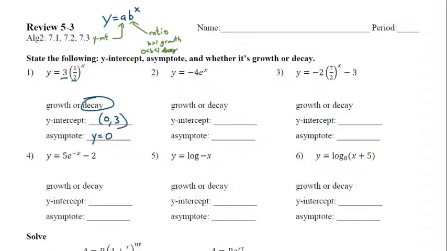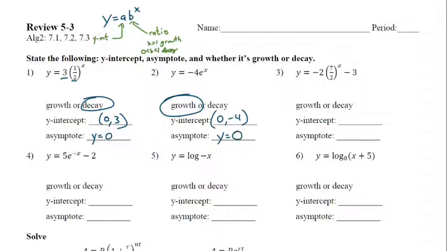Number 4, growth or decay. Now remember, your e's are a little bit different. They all have to do with your exponent. If it's positive, it's growth. If it's negative, it's decay. So it's a positive value up there, so it is growth. Your y-intercept, that's your a value, is at -4, so 0, -4. And your asymptote, again, it's at y equals 0, unless you have some sort of vertical shift applied.